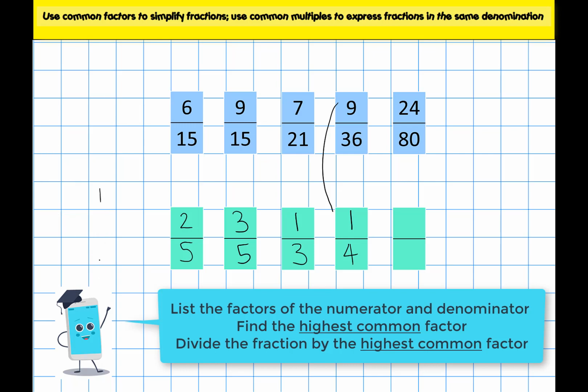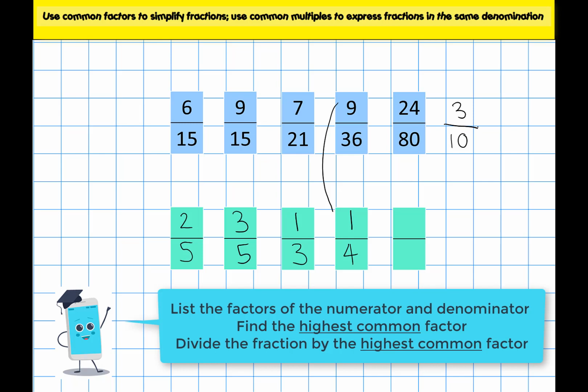Finally, I've got my 24/80ths. Now, we're going to list our multiples, but I can notice that these are both even numbers, so I could actually just halve 12/40 until the numbers become a bit easier. I could halve that again, halve my 12 and my 40. I'm going to get 6/20. Halve that again. I'm going to get 3/10.